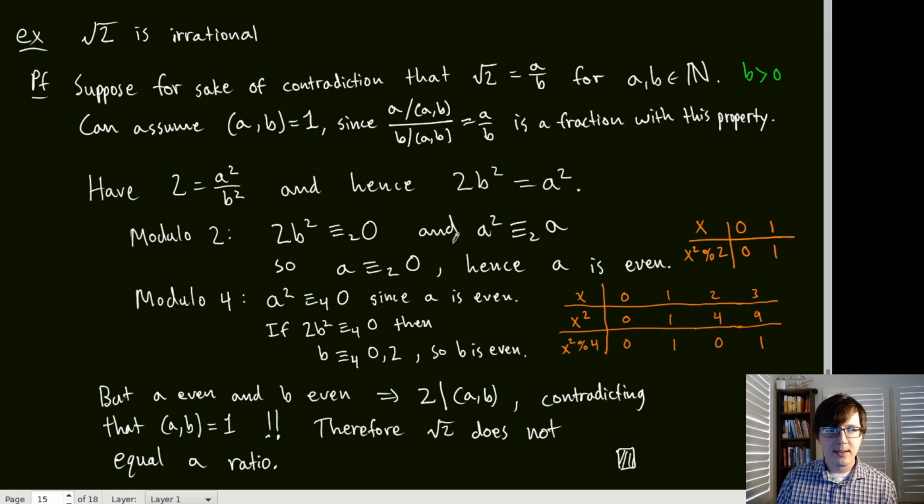Okay, so through this analysis of mod 2 and mod 4, what we have is that a is even and b is even. So in other words, 2 divides a and 2 divides b. But that's a number that divides both of them, so it has to divide their GCD. But that contradicts the fact that their GCD is 1. So that means that this was all impossible, and therefore, in fact, the square root of 2 is not equal to a ratio. Okay, so the square root of 2 is irrational through this analysis of Diophantine equations.